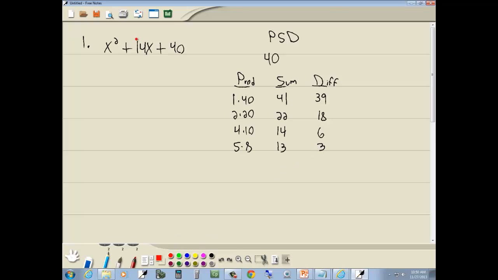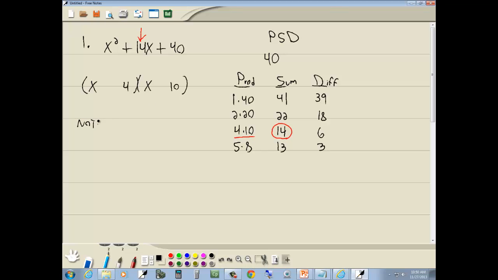Now the number we're looking for is the number in our middle term, which is right here. So we're looking for 14. Well, 14 is right here, which means we're going to use 4 and 10 in our answer. So I got x, 4, x, and 10.